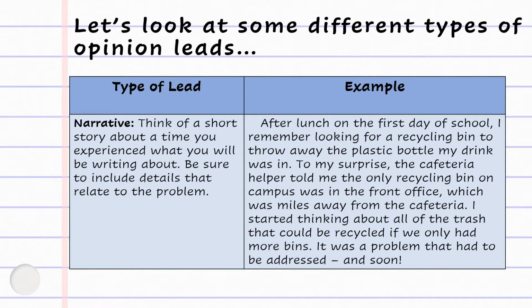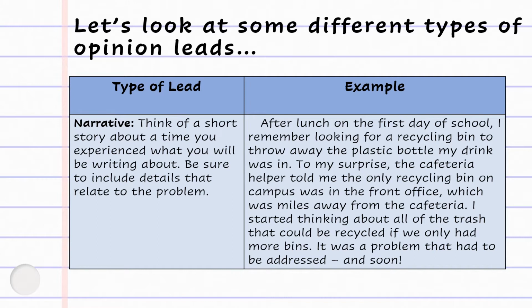The first type of lead is a narrative lead. This is where you think of a short story about a time you experienced what you will be writing about. Be sure to include details that relate to the problem. Here's my example of a narrative lead. After lunch on the first day of school, I remember looking for a recycling bin to throw away the plastic bottle my drink was in.